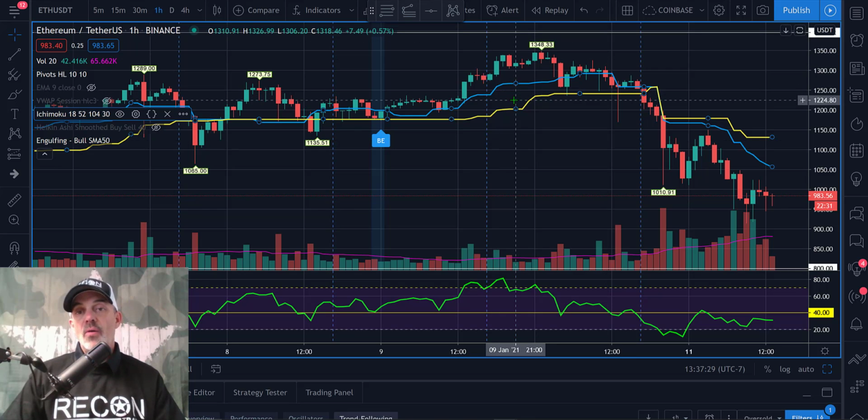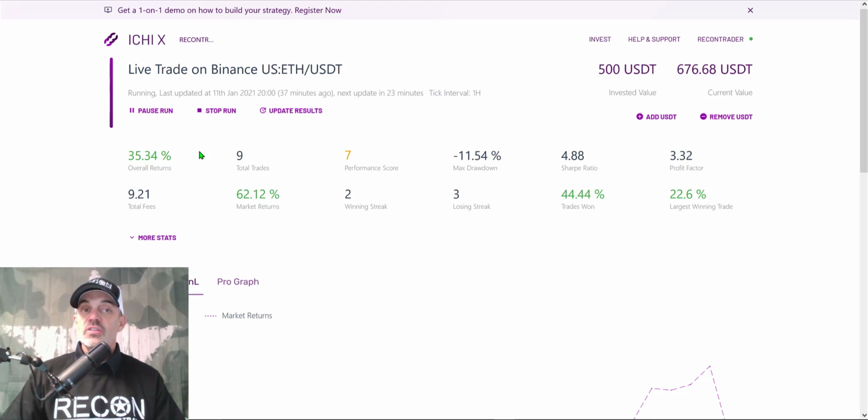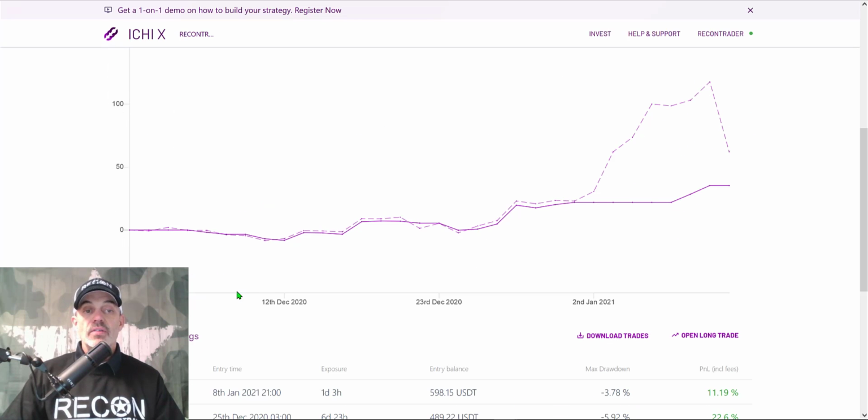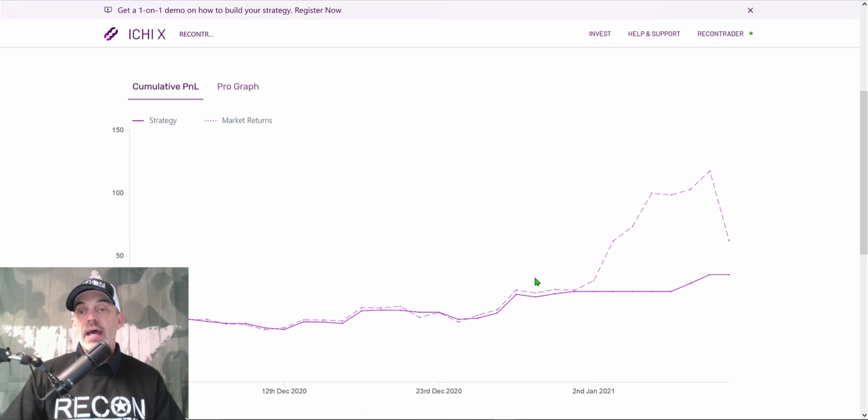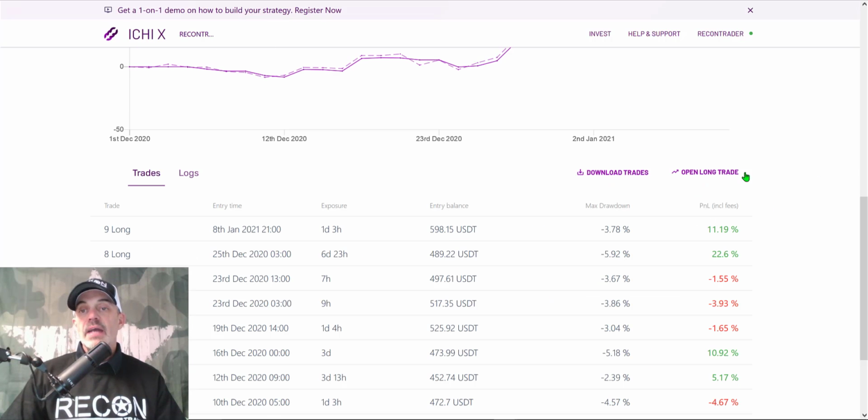And if you think, well, how well is the strategy doing? Actually, it's up 35% since I deployed it on December 1st. And if you look at the actual graph, I avoided that big sell-off. And the way I avoided that big sell-off is I actually manually closed the trade.